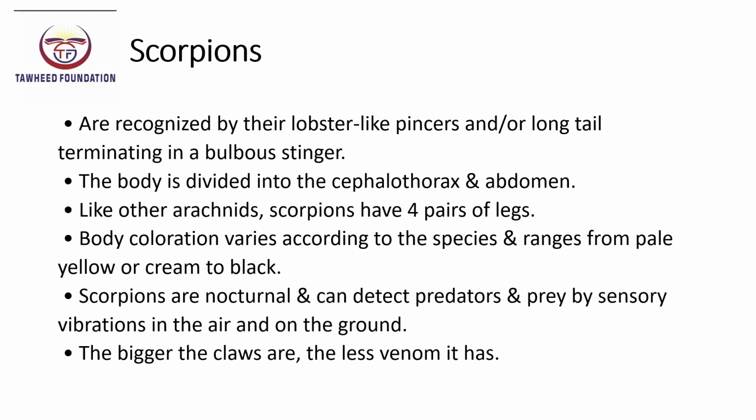Scorpions belong to the class Arachnida and are easily recognized by their characteristic lobster-like pincers and segmented tail ending in a bulbous stinger. Their body is divided into two main parts: the cephalothorax, which is the fused head and thorax, and the abdomen. Like other arachnids, scorpions have four pairs of legs. The coloration of scorpions varies widely by species, ranging from pale yellow to dark black. They are nocturnal creatures capable of detecting predators and prey through vibrations in the air and on the ground.